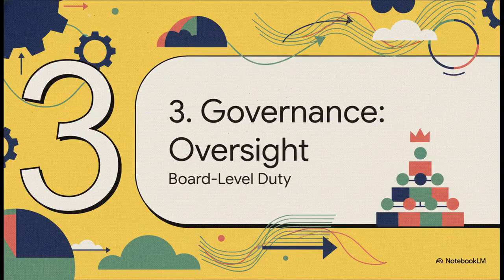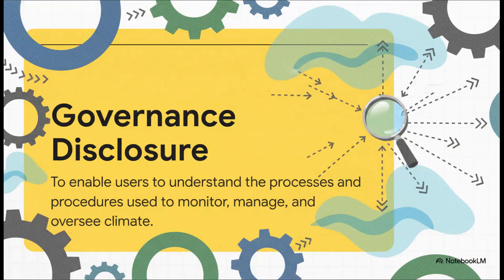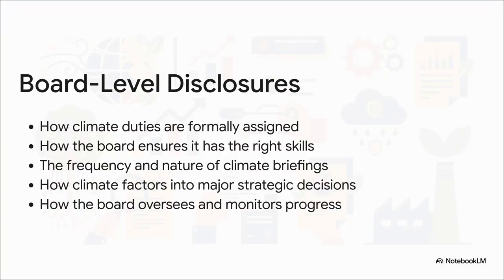All right, let's shift gears to governance. This is a huge piece of the puzzle, and we're going to start right at the top of the food chain with board-level responsibility. So what's the goal with governance disclosures? Well, it all boils down to one word: transparency. It's about letting users peek under the hood to understand how your company is actually steering the ship on climate issues. It's not good enough to just say, yeah, we're on it. You have to lay out the real processes, the controls, the procedures that are actually in place. And believe me, the standard gets really specific here.